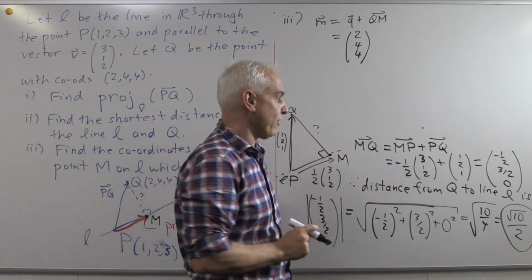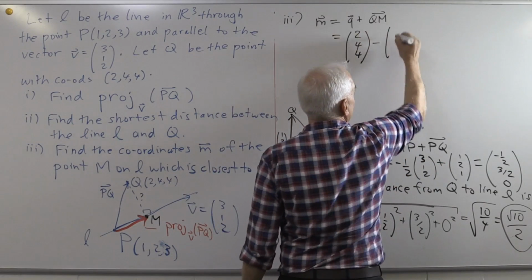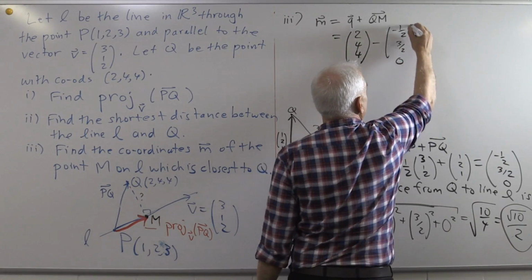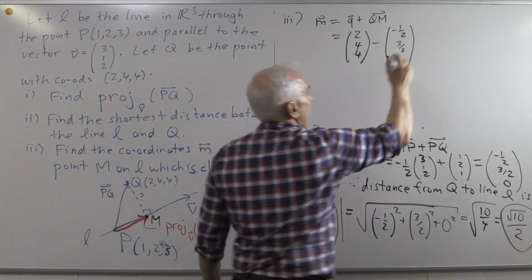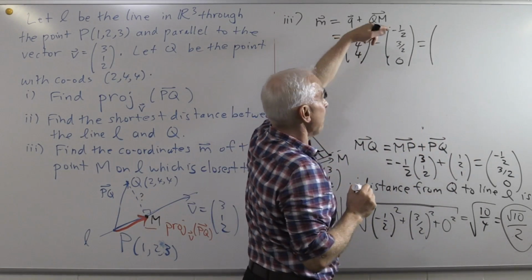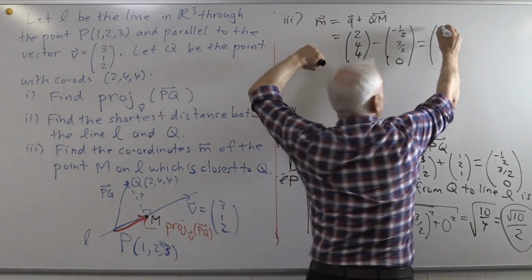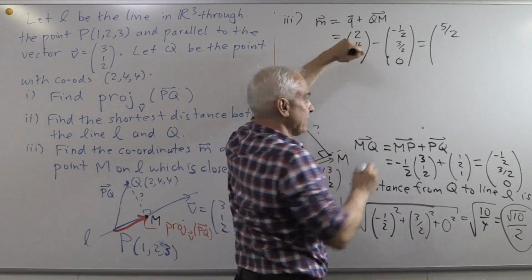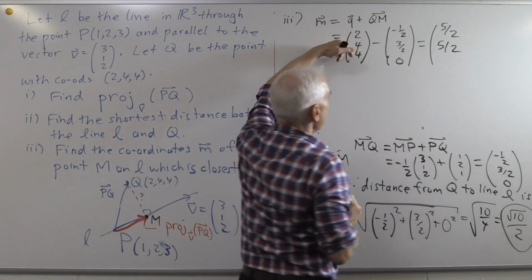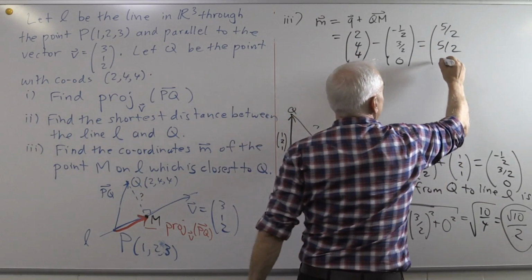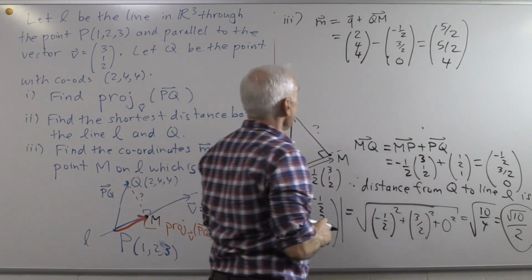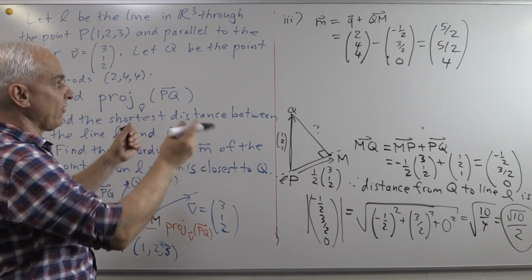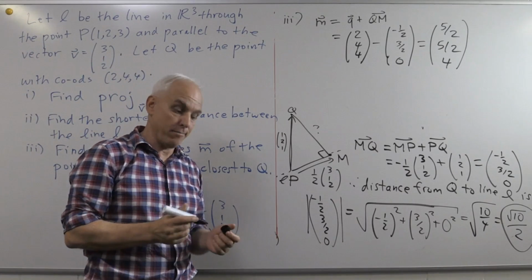And QM, well, we've just found MQ over here. So QM, we better reverse it. So we'll subtract minus a half, 3 halves, 0. For a total of, so 2 minus a half, that's 2 plus a half, that's 5 halves. 4 minus 3 halves, it's like 3 minus a half, that's also 5 halves. And 4 minus 0 is 4. And is that what we were asked? We were asked to find the coordinates M of the point M. So yes, there's the coordinate vector for M.